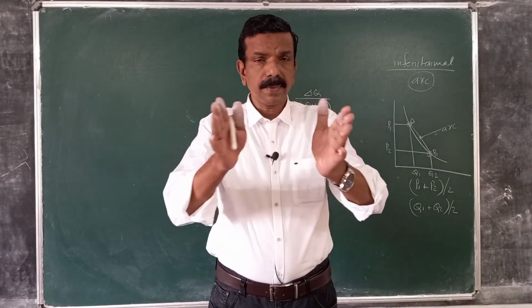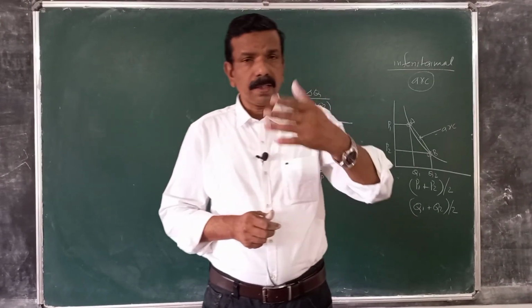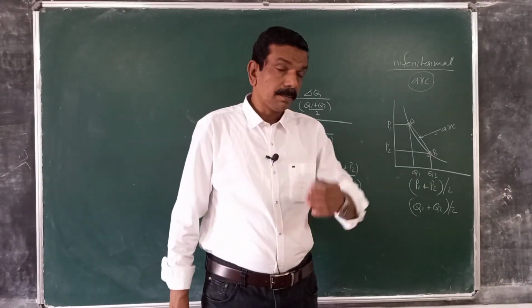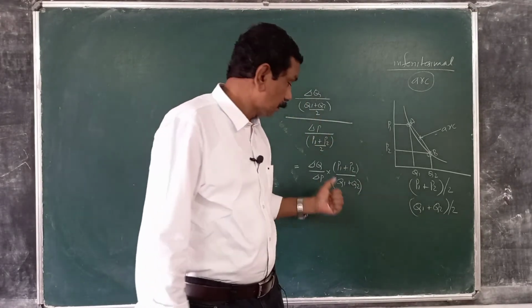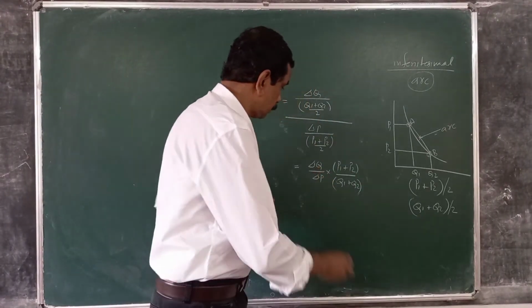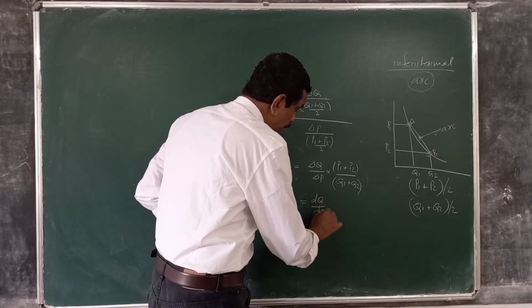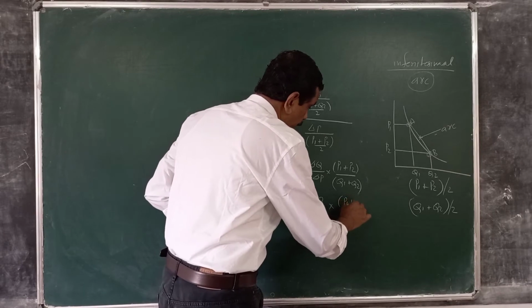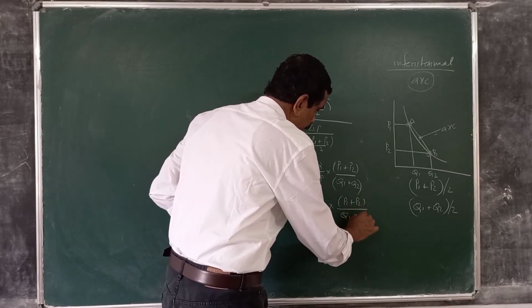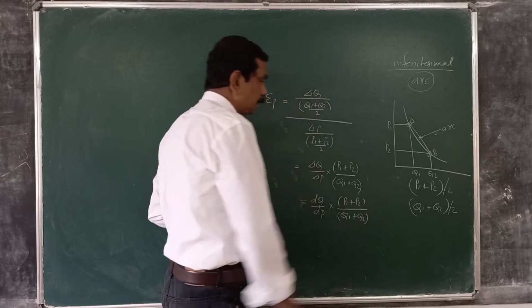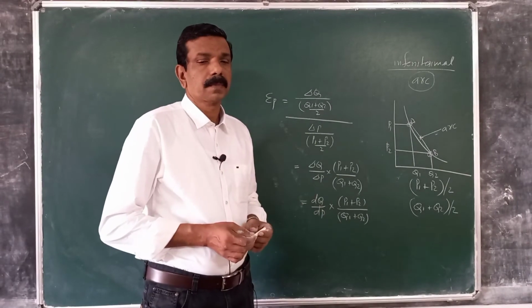So, we have 2 methods to measure price elasticity. One is the point method, the other one is the arc method. Here also you can use the notation dQ by dP into (P1 plus P2) by (Q1 plus Q2), using the language of mathematics.